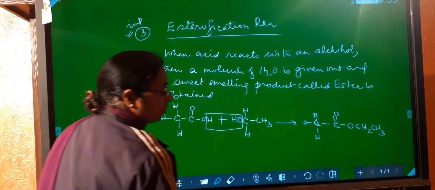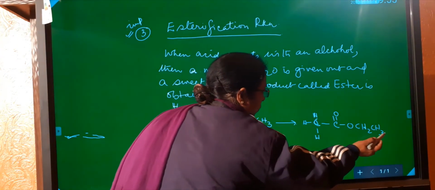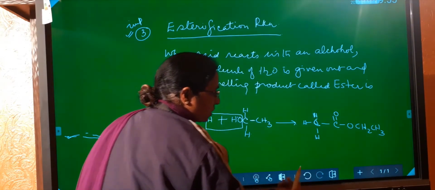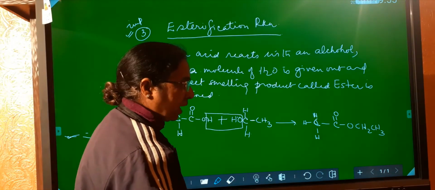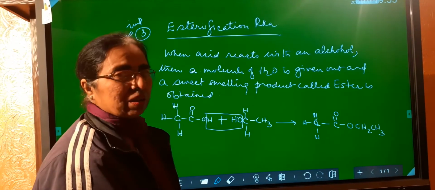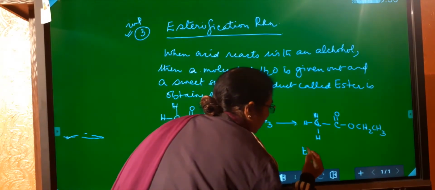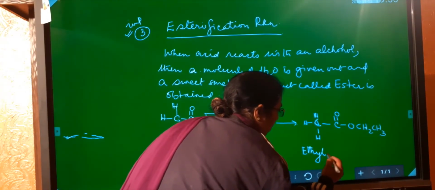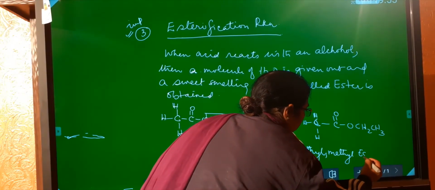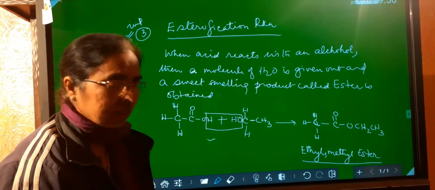What will be the name of this side? This group is known as methyl and this group is known as ethyl. Since now you see ethyl and methyl, two groups are there. Now which one will we write first? Alphabetically, E comes first and M comes afterwards. So we will write ethyl methyl ester. This is known as ethyl methyl ester.